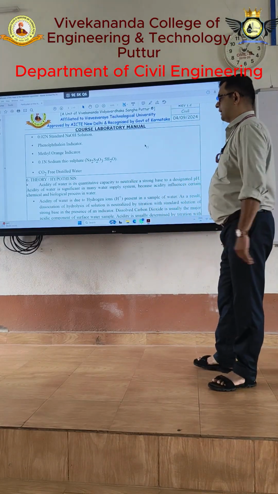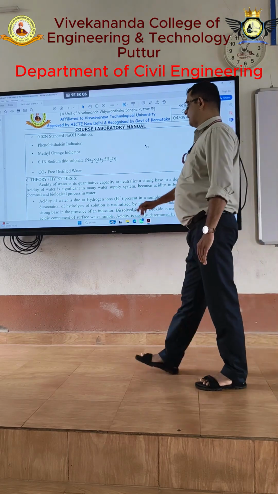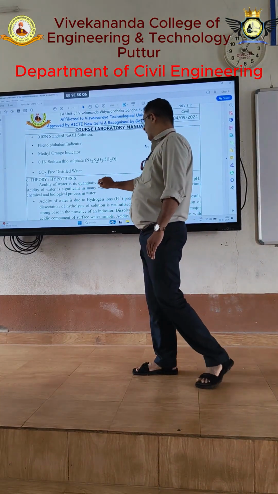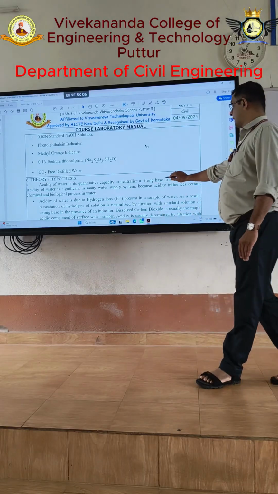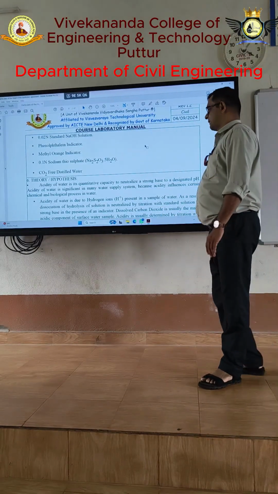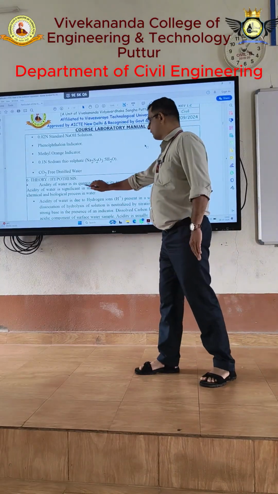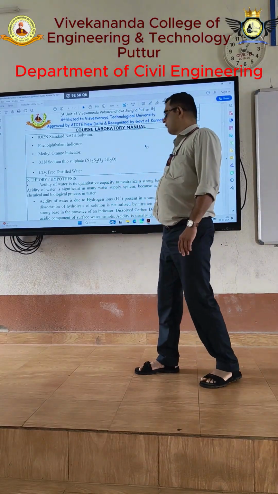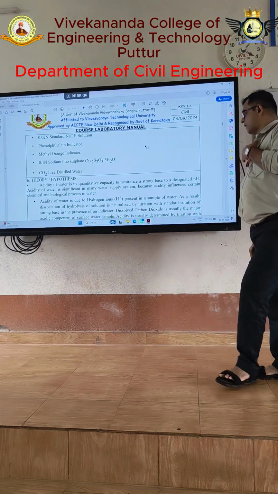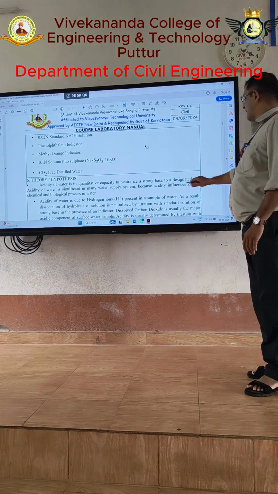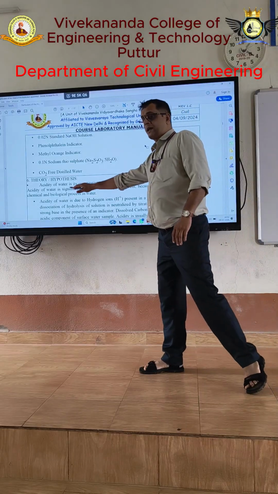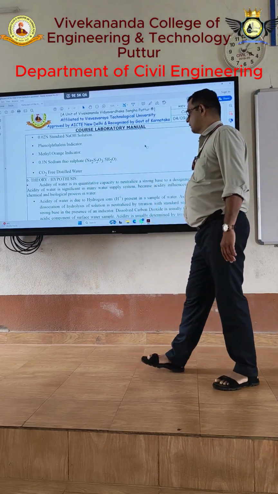What is the theory behind this? Acidity of water is the quantitative capacity to neutralize a strong base. It is designated by pH. The acidity of the water is significant for water supply schemes or systems because acidity influences chemical and biological processes.